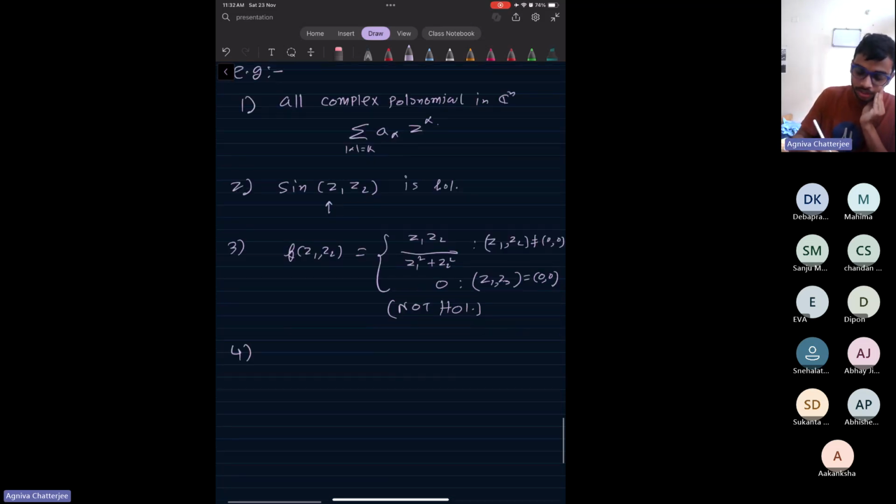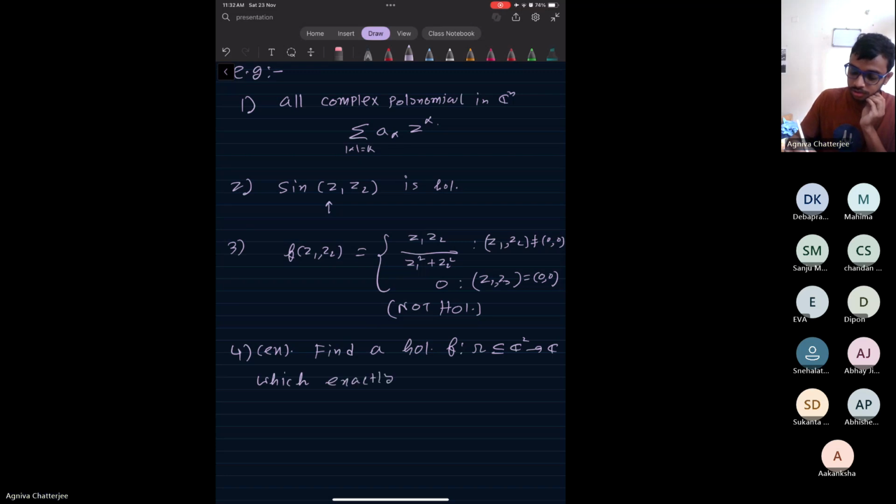Another nice little exercise: find a holomorphic function from C2, or a subset of C2, to C, which has exactly 20 non-holomorphic points.